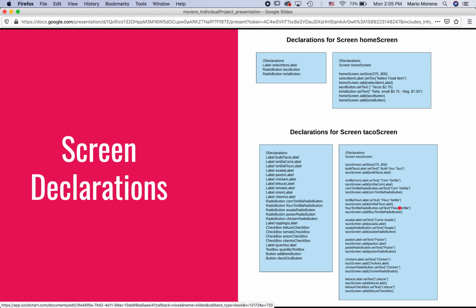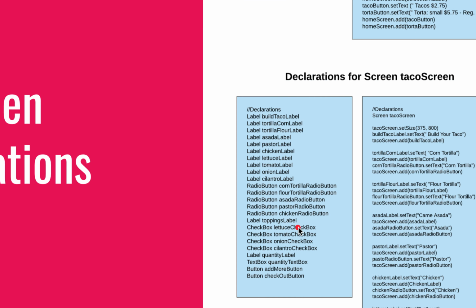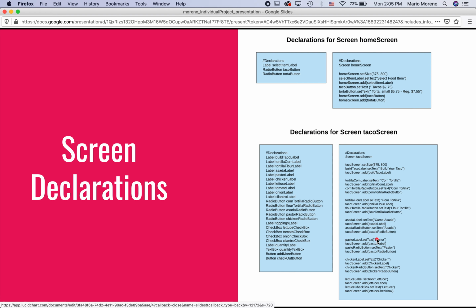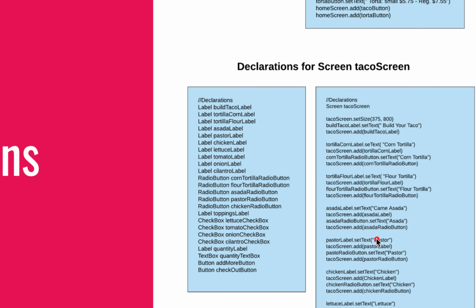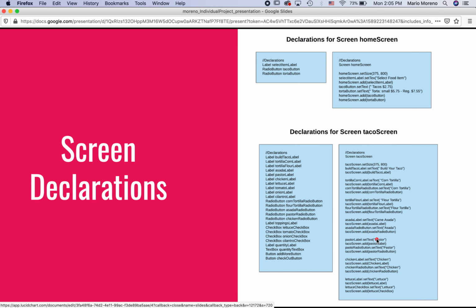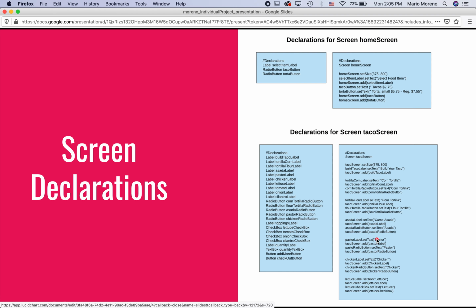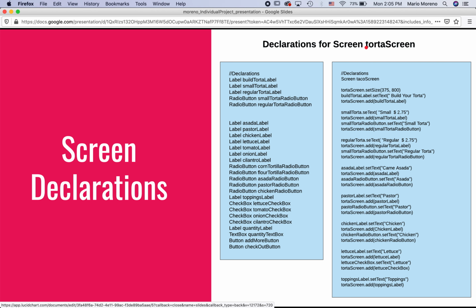Since it is intended to be a mobile application, and even if it wasn't, there's a lot of declarations for all the check marks, radio buttons, and all the declarations for every screen, for the home screen, and the taco screen, and then the torta screen. So these are some of the declarations for all the labels and buttons for the taco screen, and then the home screen. And then this would be the torta screen, which is very similar. We just saw the difference that it is the torta size.